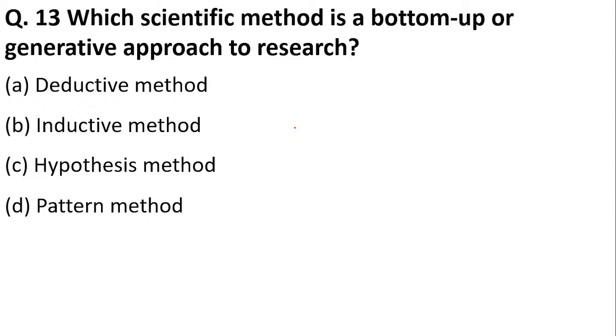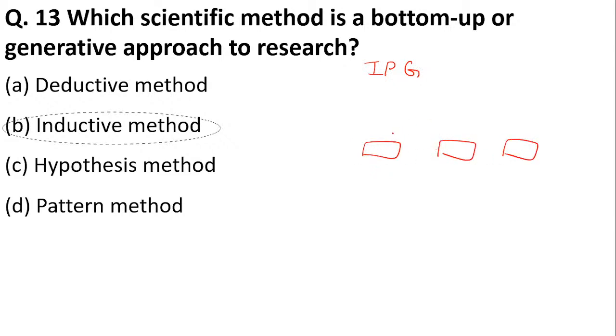So students, the scientific method which is bottom up is called inductive method. Whenever you see the word inductive reasoning or inductive method, you have to remember IPG. IPG means particular to general. You see some particular pattern, and using this pattern, you go to the top. From the bottom, you go up. It is called inductive method.